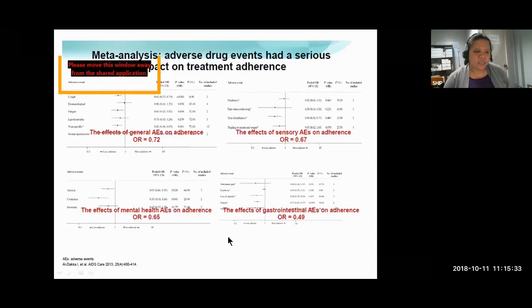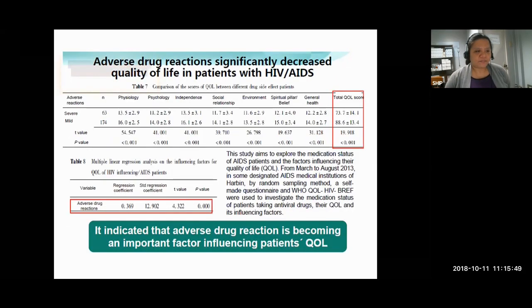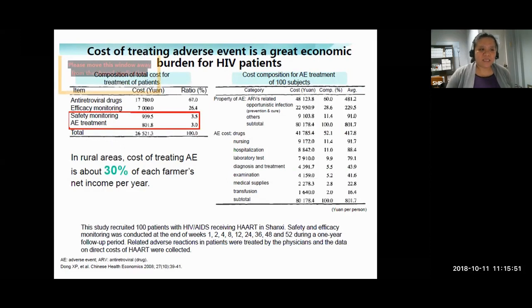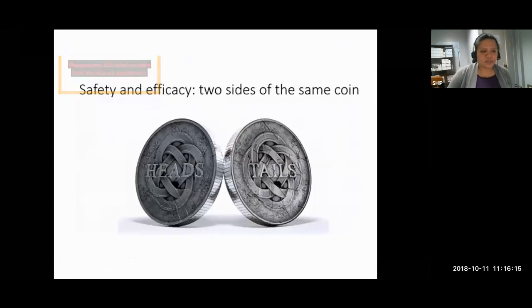Many medical studies have shown that the side effects of drugs actually affect heavily the adherence and quality of life of patients. It is also expensive for healthcare facilities to address the safety monitoring of adverse drug reactions and the treatment itself. So in rural areas, in a study in China, the cost of treating adverse effects is about 30% of a farmer's net income per year. So can you imagine how much is spent just to address these conditions?